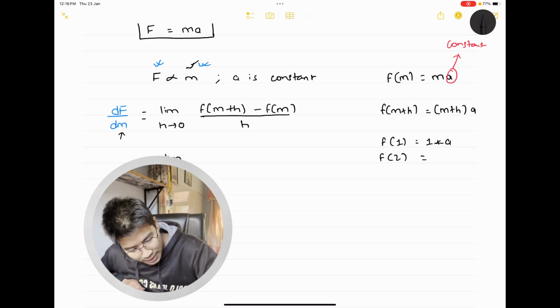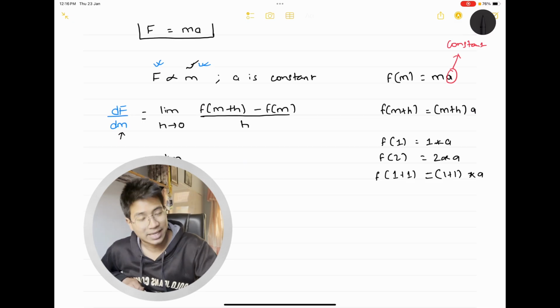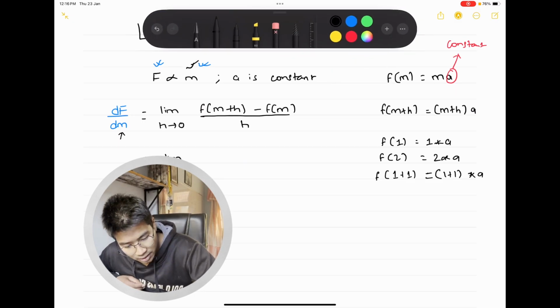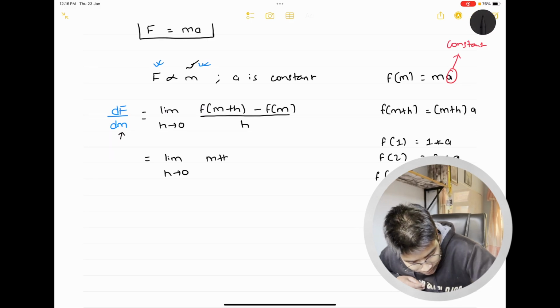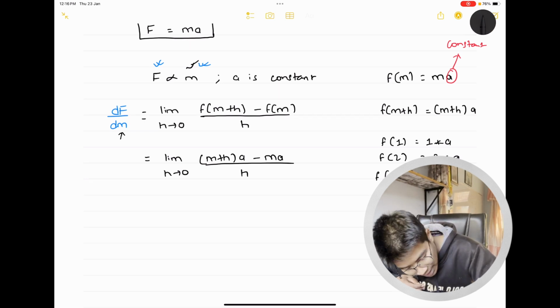F of 2 is basically 2 times acceleration, right? You could actually write 2 as 1 plus 1, so that would then be 1 plus 1 times a. So that is how m plus h is m plus h times a. Okay, so let's replace this value over here, m plus h times a minus ma. F of m is basically ma, so I can replace that. It doesn't matter. Okay, limit as h tends to 0, ma plus ha minus ma divided by h.